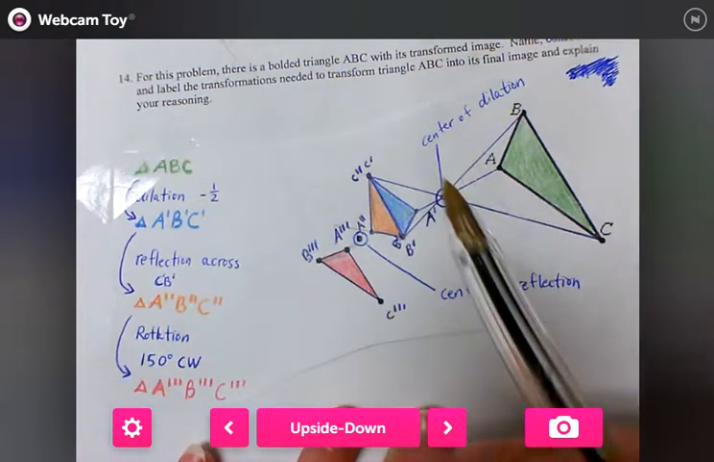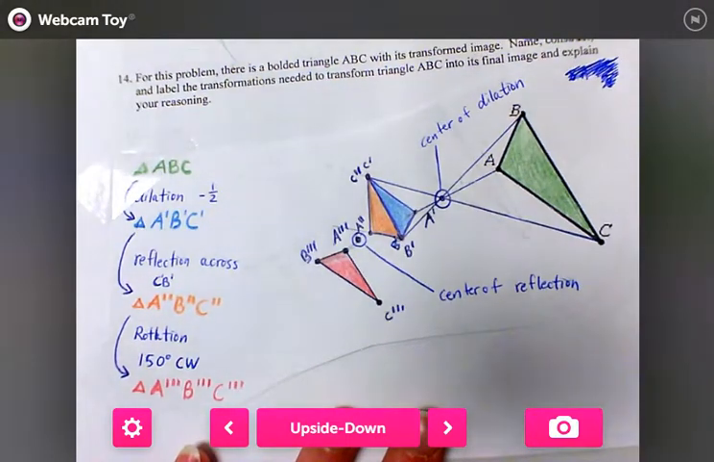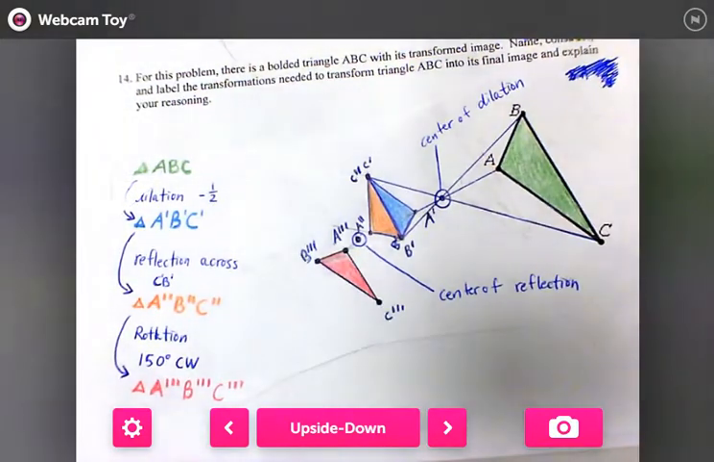Yeah, because it's complicated. It doesn't reflect, it just rotates. Right? Yeah, I think if we move our center of dilation down more, there's less to do, but that's fine. So remember, with problems like 14, there's a couple different ways to do it, but this would be fine.